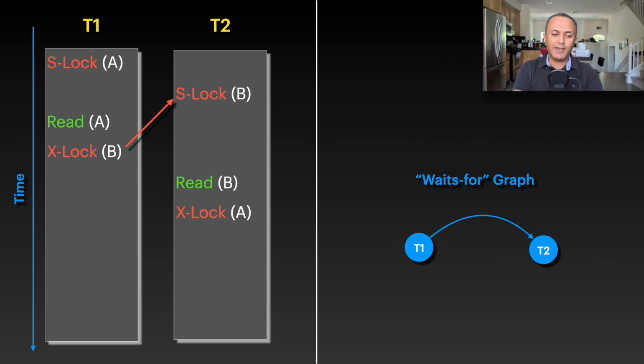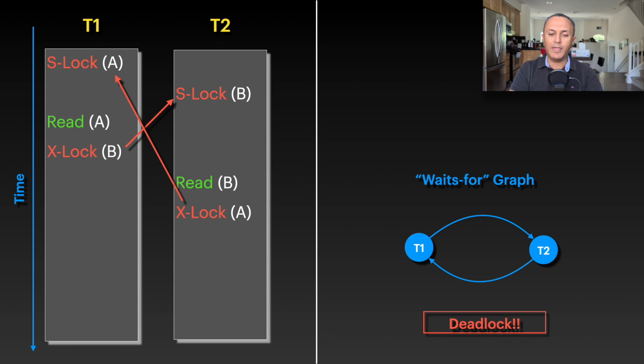But also T2 is waiting for T1. T2 is waiting for the lock on A to be released, and that lock is currently held by T1. So we're going to put an edge from T2 to T1 in the graph. This means that we have a cycle in the graph and there is a deadlock. Again, like I said, this could be 3 nodes, 4 nodes. As long as there is a cycle, there is a deadlock.